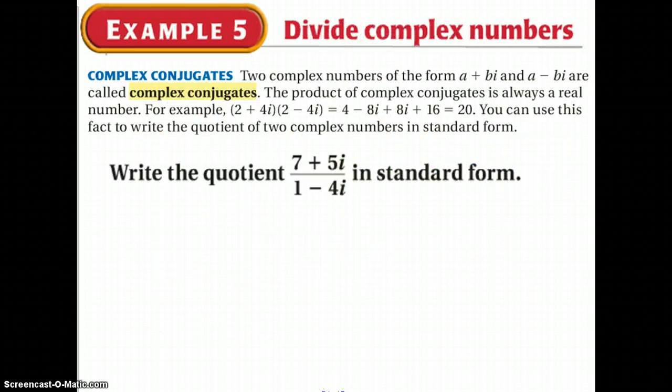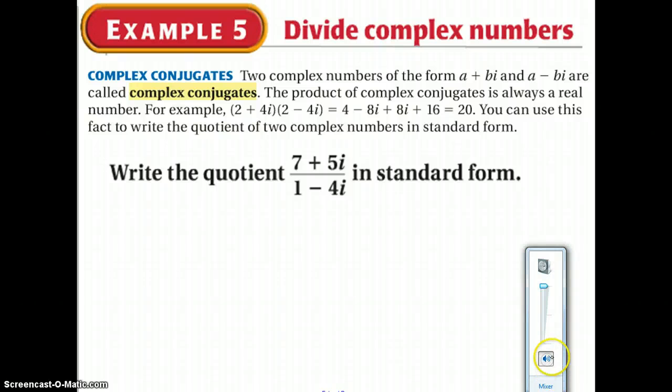Okay guys, so we've done adding, subtracting, multiplying, and now we're going to do dividing. With dividing complex numbers, you multiply by the conjugate. If you look up top here, complex conjugates, it's kind of like difference of squares where you have the same exact binomials but different signs.